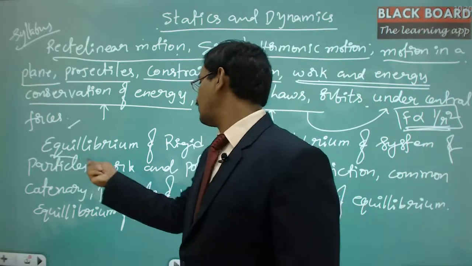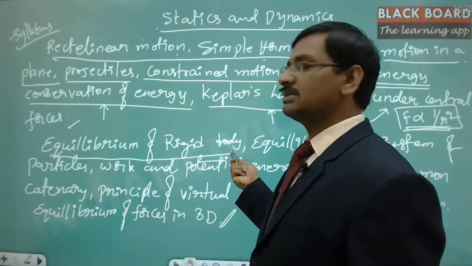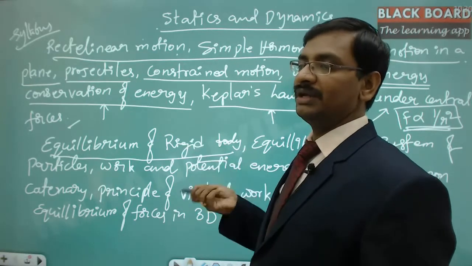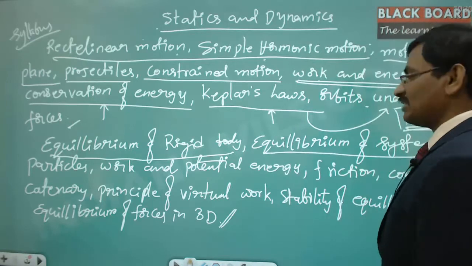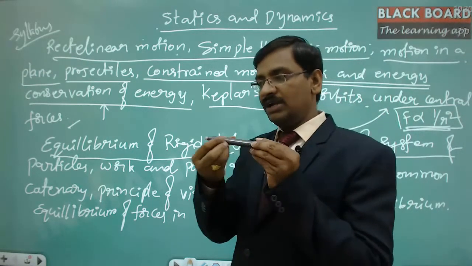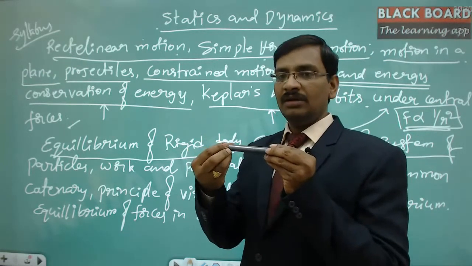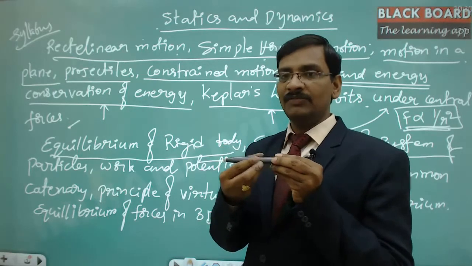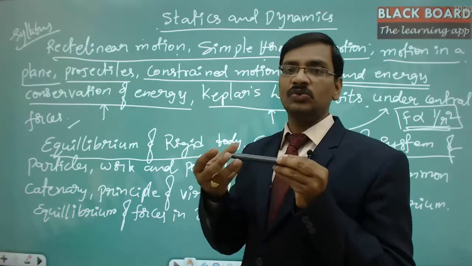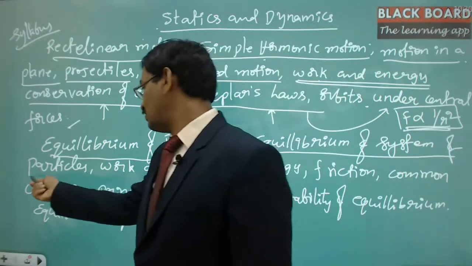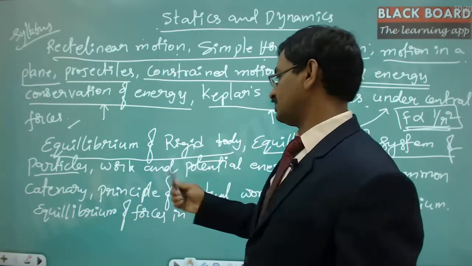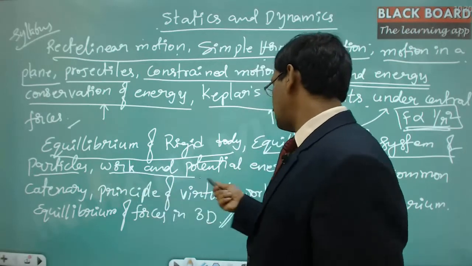That is, the equilibrium of a rigid body, where you treat the entire body as a single particle, and the equilibrium of a system of particles. All the infinite particles of this body are nothing but a system of particles, and we have to assure that this system is under equilibrium. That is what we call the equilibrium of the system of particles. And then work and energy and the potential energy.